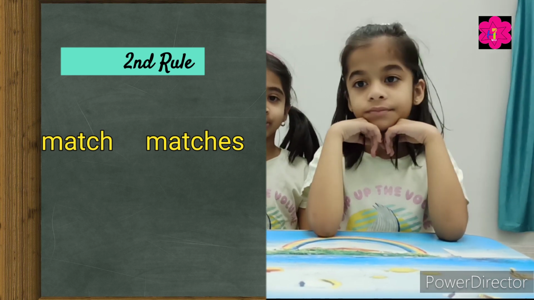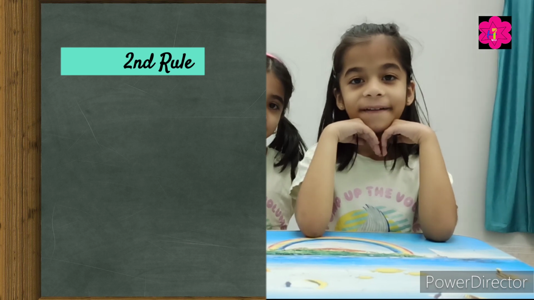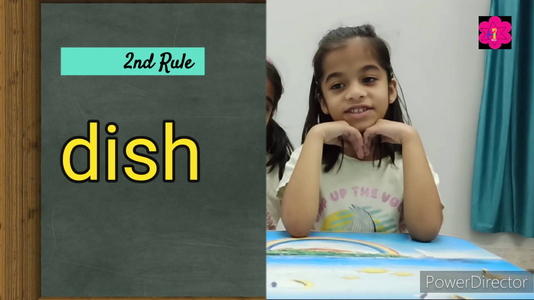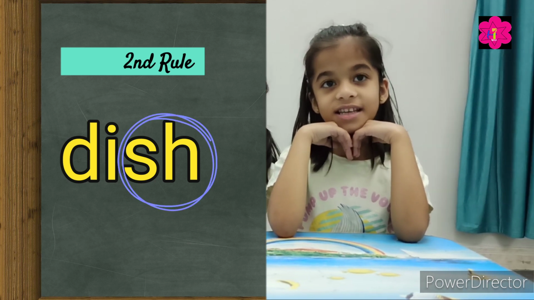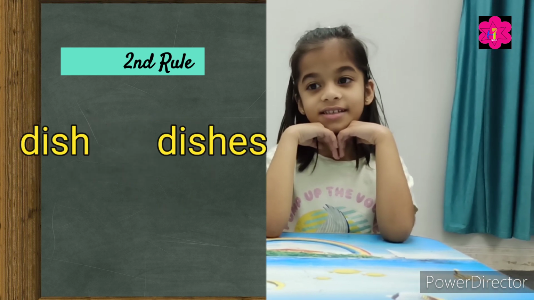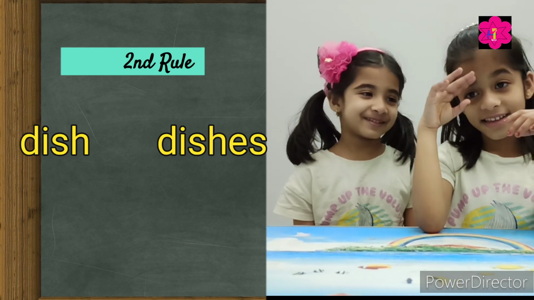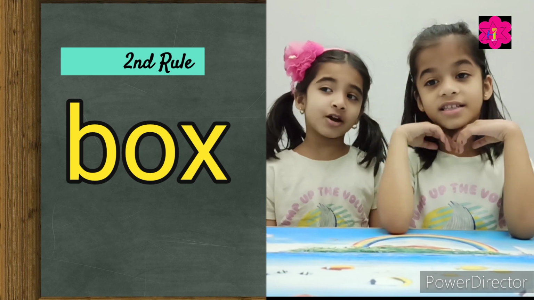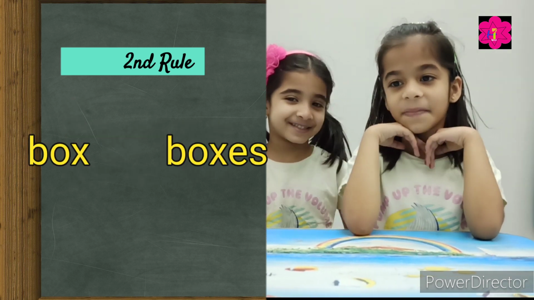Now the next is SH. For example, dish. What do we have in the end? S-H. Now what do we put? E-S. Very good. Dishes. Now, box. What do we have in boxes? Very good. Well done.